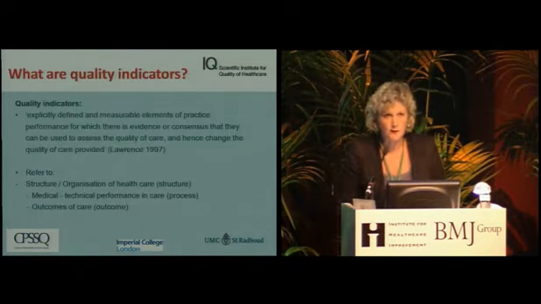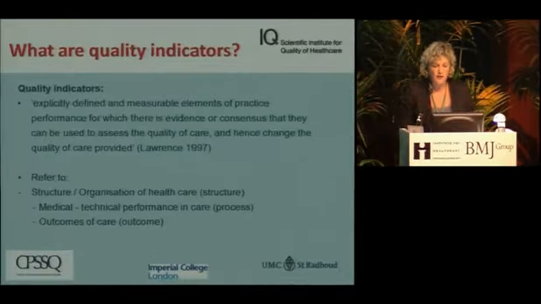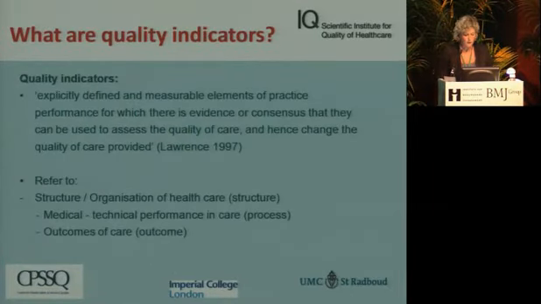Now, why should we focus on quality indicators? I think everybody knows that when you want to improve patient care, you have to get insight into actual performance. And for this insight into actual performance, we have to use quality indicators. Now, what are quality indicators exactly? They are explicitly defined and measurable elements of practice performance for which there's evidence or consensus that they can be used to assess the quality of care and hence change the quality of care provided.